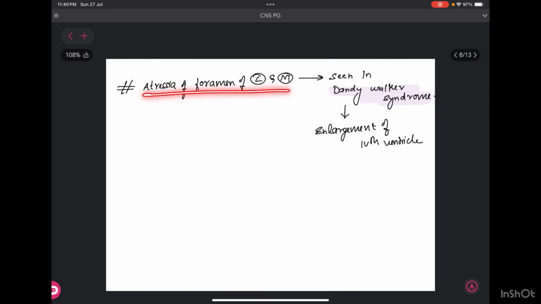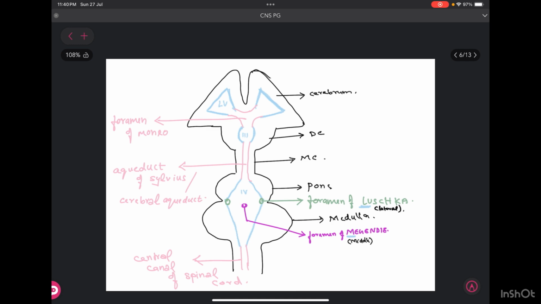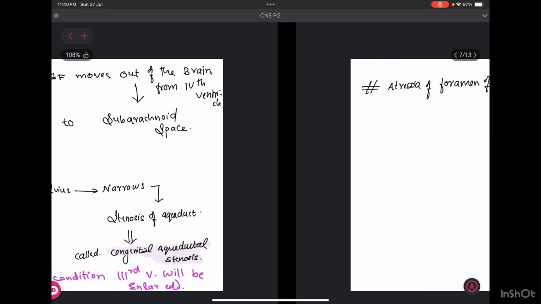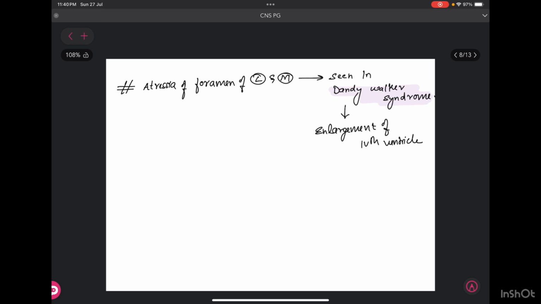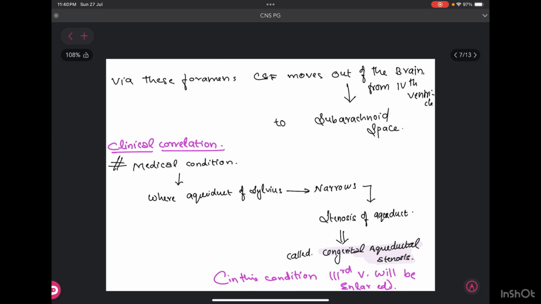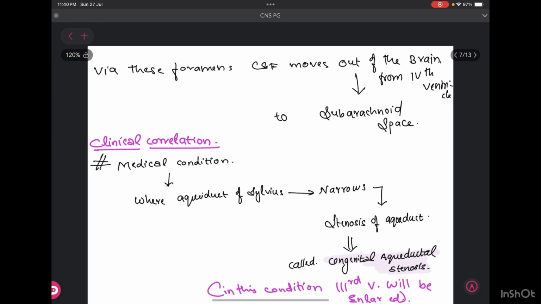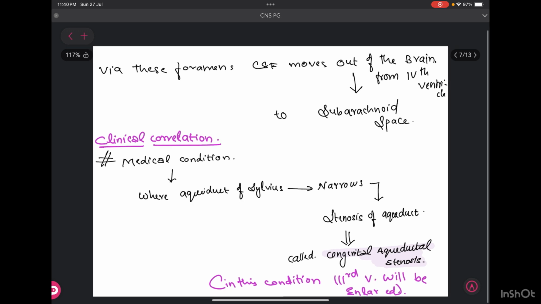And we have atresia of the foramina of Luschka and Magendie. It is seen in Dandy-Walker syndrome. So these are the three foramina. There comes the enlargement of the fourth ventricle. So those are the two applied anatomy points in the case of ventricles. So that much is in this video.